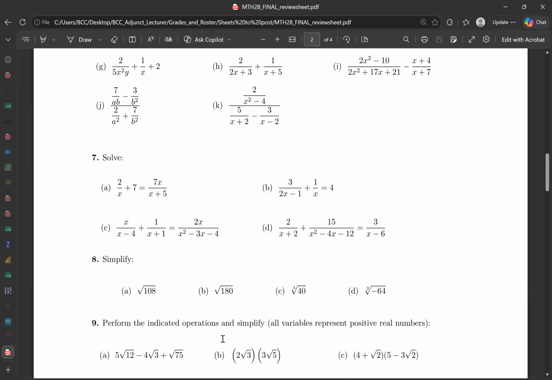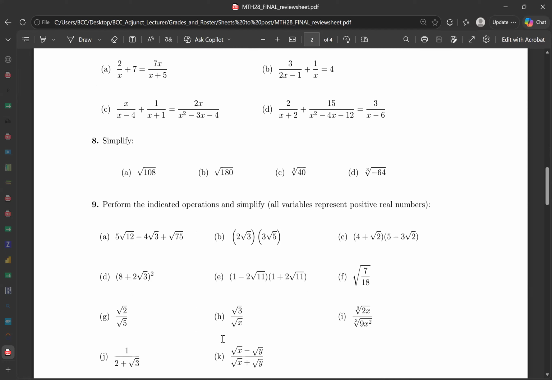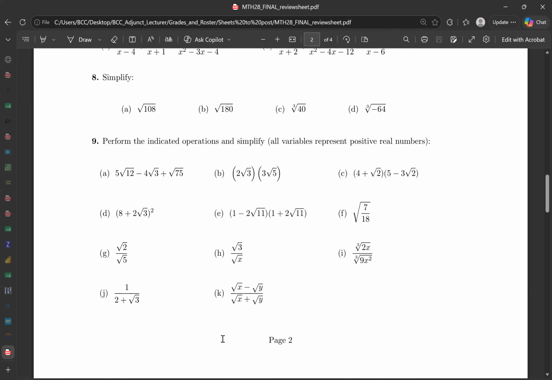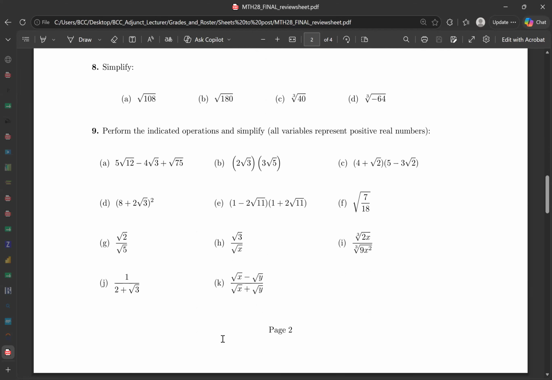What about question 8 and 9? I like it. All right, good. What about 9? Anything here look crazy that y'all can't do? Everything looks crazy. What are you worried about?